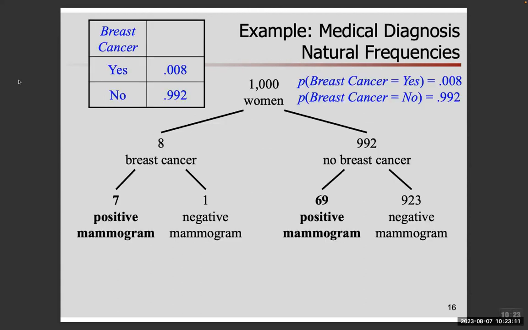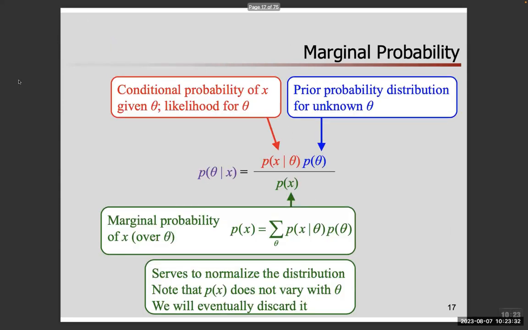That too is part of the tree diagram. It's the top portion. We said of the 1,000 women in this pool of people, 8 of them do have cancer, 992 do not. That corresponds to the prior belief. Those are the two terms in the numerator. That's where really the action is.